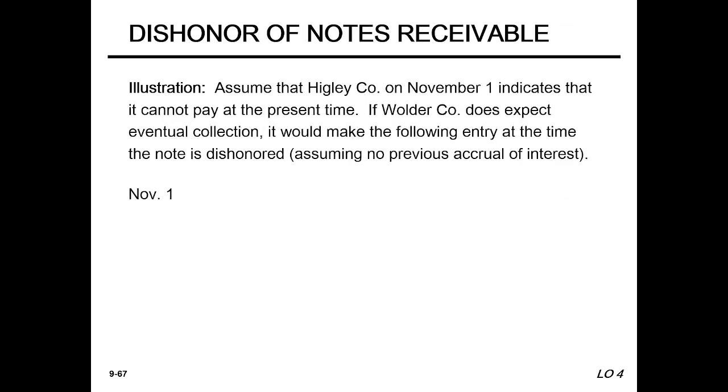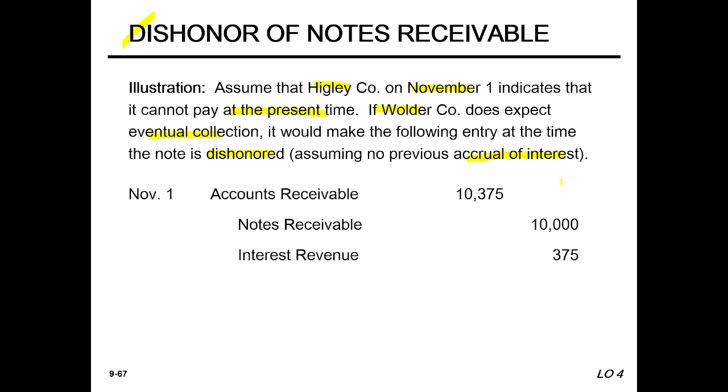Then dishonor of note receivable. Please notice, everybody. Assume that Higley Company on November 1 indicates that it cannot pay at present time. They are unable to pay. If Older Company does expect eventual collection, it would make the following entry at the time the note is dishonored, assuming no previous accrual of interest. So here the journal entry will be accounts receivable debit, and notes receivable credit and interest revenue credit; accounts receivable will be debited this figure.